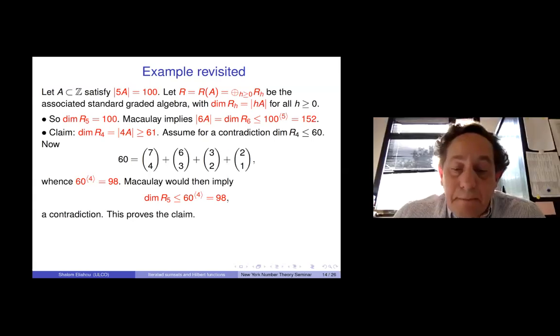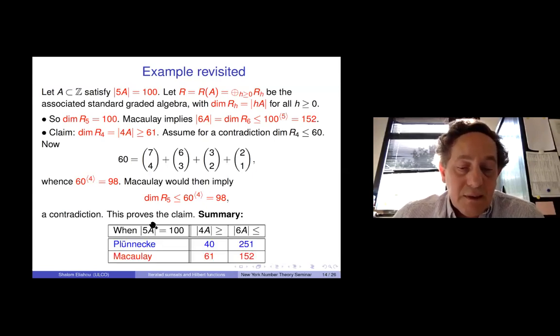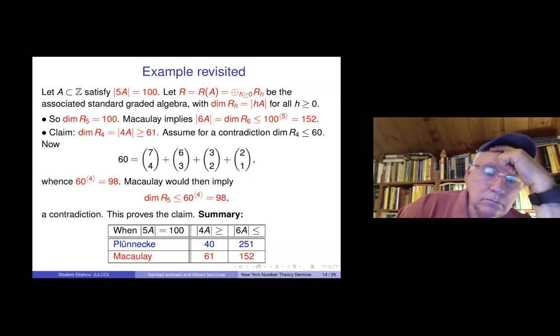So here's the summary of what we found, something which I said earlier already. Assume you have a set so that this holds, then a lower bound for 4A and an upper bound for 6A. I repeat, Plünnecke gives 40 and 251 respectively. Our approach with Macaulay improves 40 to 61 and improves 251 to 152. So that's what we got.